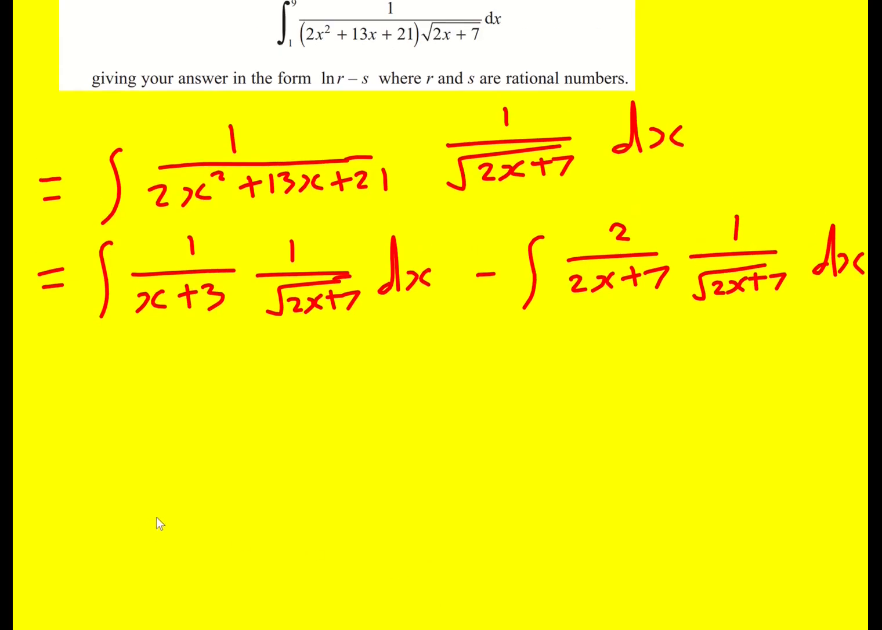Okay, now there's good news, and that is we've already dealt with this integral. So I think I'll just put the limits in because I can deal with it directly.